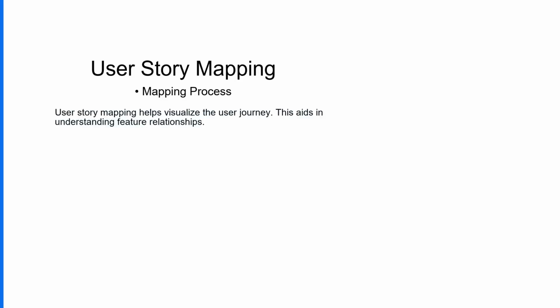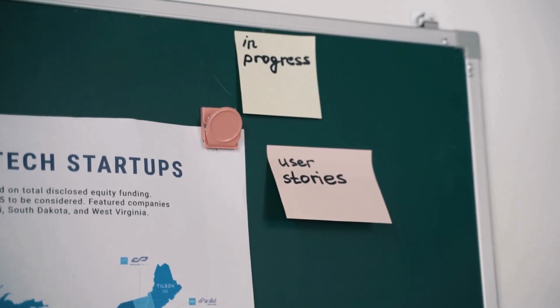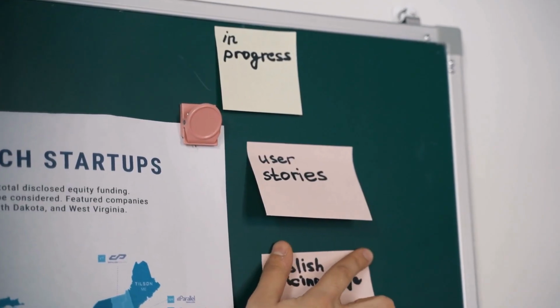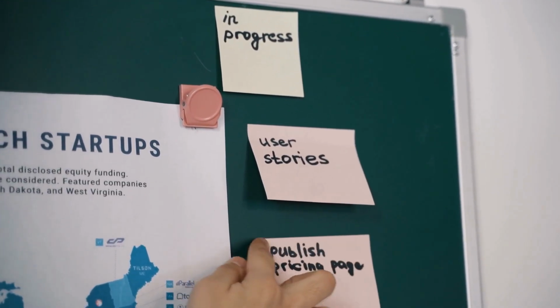User story mapping is a technique that helps visualize the user journey. It aids in understanding feature relationships and assists in prioritizing features based on user value. Using visual tools can enhance collaboration among team members. These tools can help in creating and managing user stories effectively.